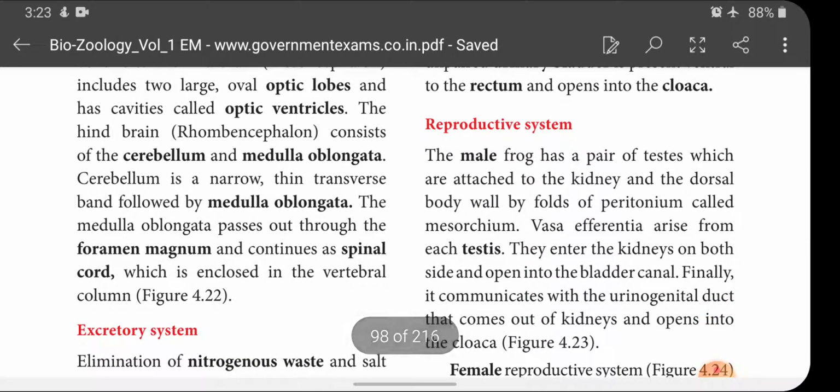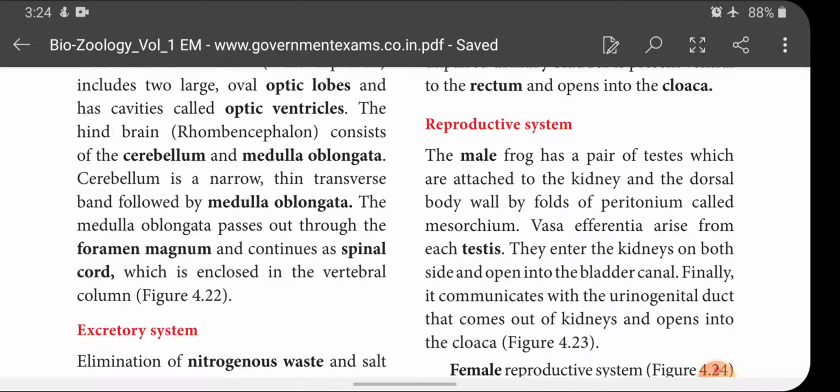And reproductive system: the male frog has a pair of testes which are attached to the kidney and the dorsal body wall by folds of peritoneum called mesorchium. In male reproductive system of frog, it has a pair of testes. These testes are attached to the kidney and the dorsal body wall by the fold of peritoneum called mesorchium.